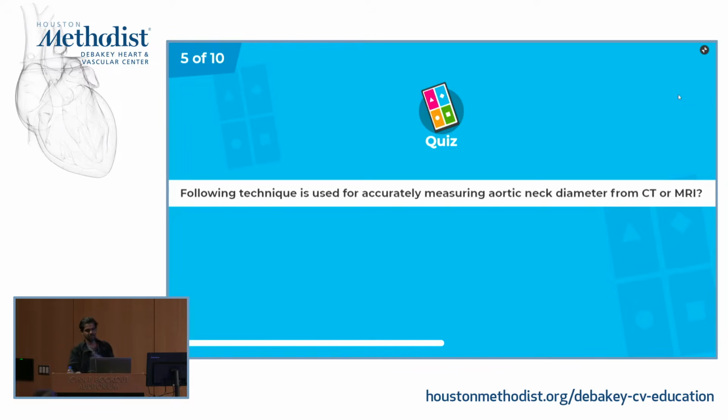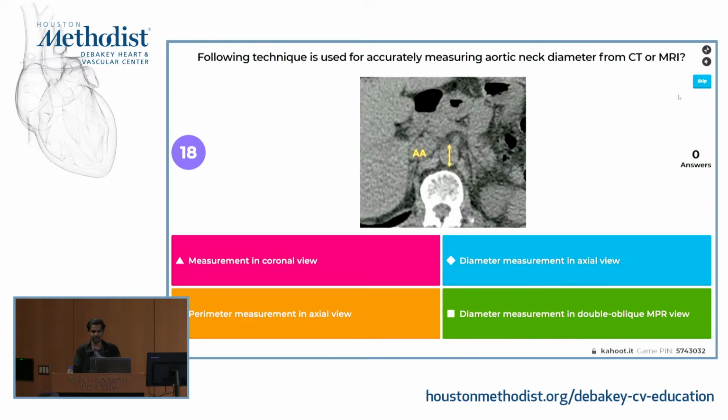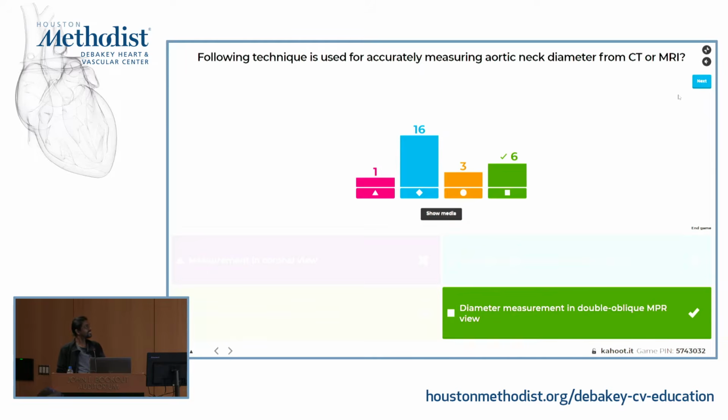So the following technique is one of the most accurate used for accurately measuring the neck diameter. This is a non-contrast CT just for demonstration, but usually it's contrast enhanced. So how do we get the most accurate measurement? Diameter, perimeter, go to the coronal plane, or do your diameter measurement in MPRs. Okay, that's good. Mixed response here.